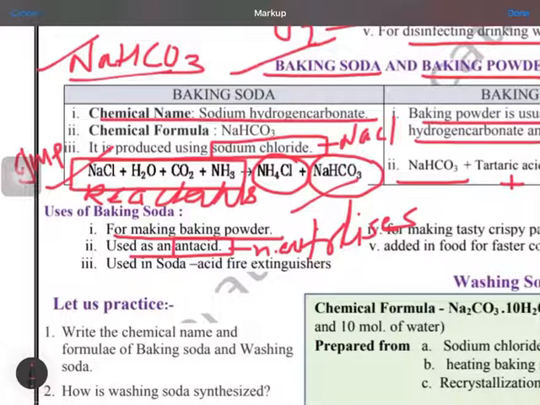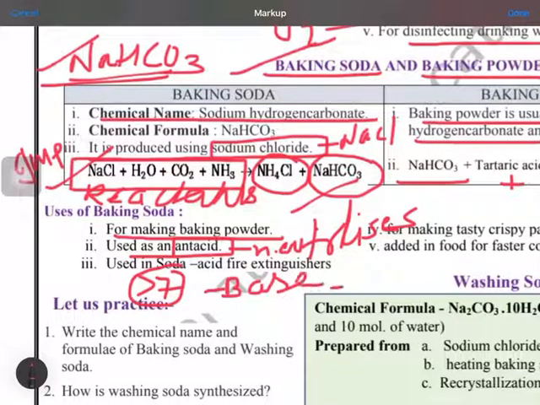Now this baking soda, what is it made up of? It is made from a strong base and a weak acid, if you remember. So when we have a strong base, this salt has a pH above 7. So it will behave as a base, and if we take it, it neutralizes the acid. That's why it is used as an antacid.